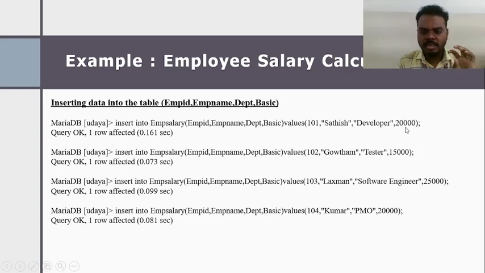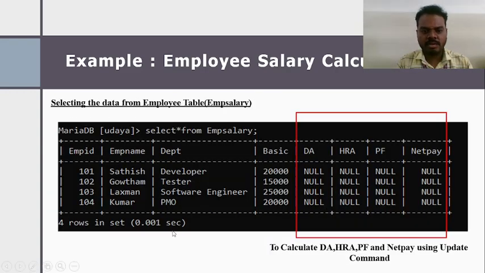I am going to insert 4 records: 101 for Satish, 102 for Gautam, 103 for Lakshman, and 104 for Kumar. Once I insert the records, if I retrieve them with select star from EMP salary, it will show employee ID, employee name, department, and basic. For the rest of the columns, the value will automatically be null. Okay, so we need to calculate DA, HRA, PF, and NetPay.